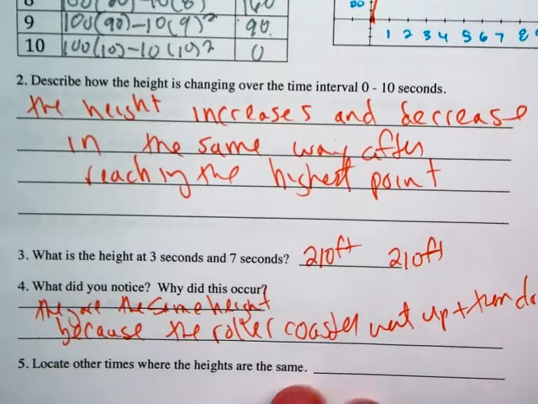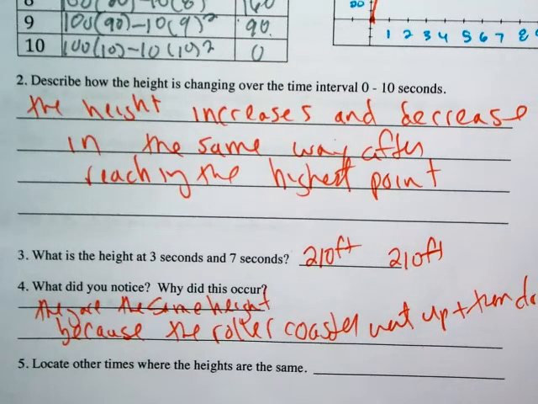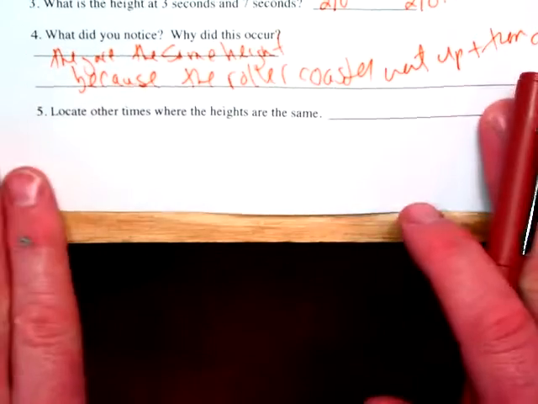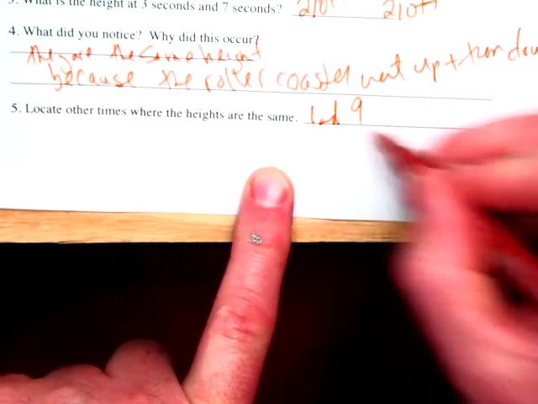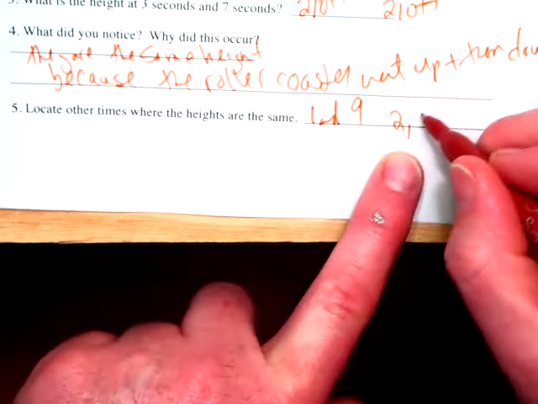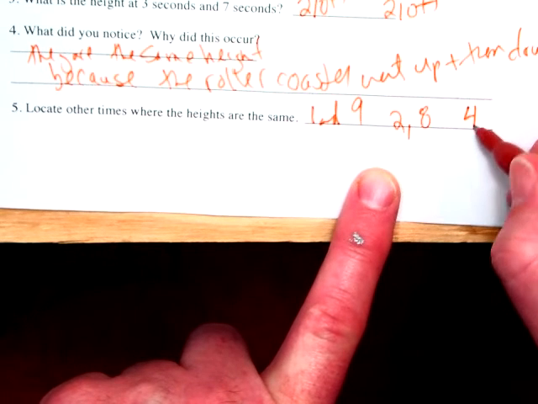Locate other times when they're at the same height. Well, you should see a bunch. 1 and 9 seconds is a pair, and 2 and 8. 3 and 7 we already noticed. 4 and 6. So that's a bunch, and technically every infinite amount of points too as well. These are just the whole numbers, but all the fractions would work as well.